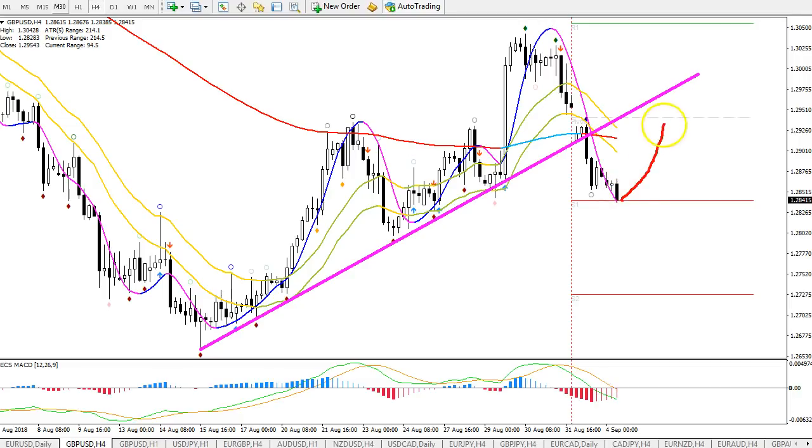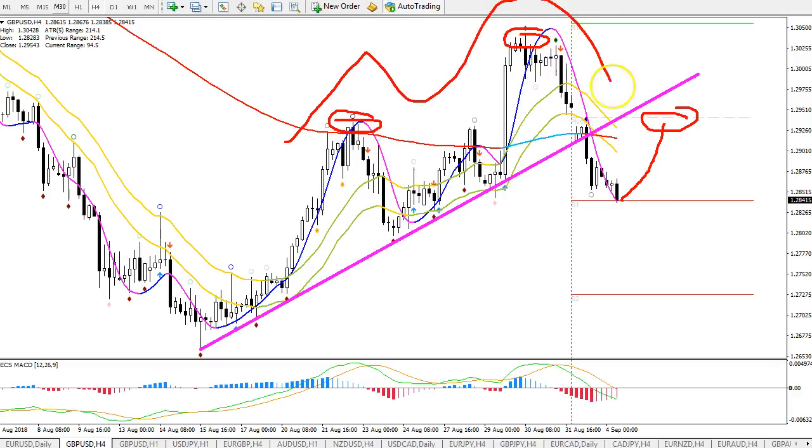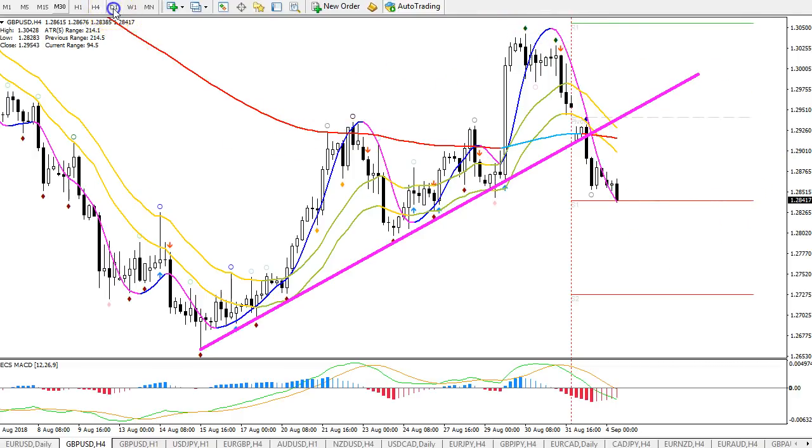If it does push up, you can see that here is a left shoulder, here's a head, and here's the right shoulder for a potential head and shoulders reversal chart pattern. That's why that weekly pivot point is another reason why that could be a strong resistance spot.